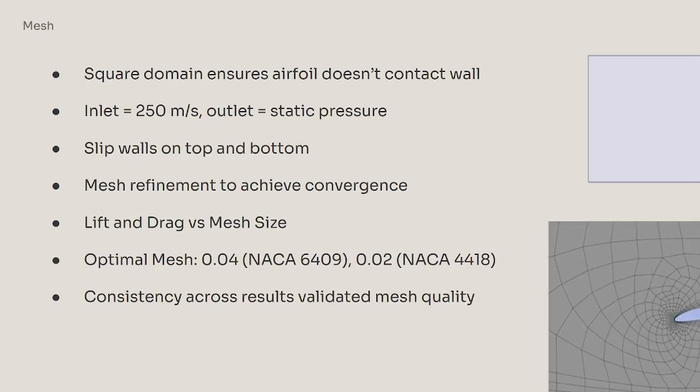For my mesh, I created a square domain to ensure the airfoil wouldn't touch the walls when rotated to different angles of attack. As I said earlier, the inlet velocity was set at 250 meters per second. The top and bottom walls were slip walls. The right side of the wall was the outlet, and the left side of the wall was the inlet. I refined the mesh through trial and error until convergence was reached.